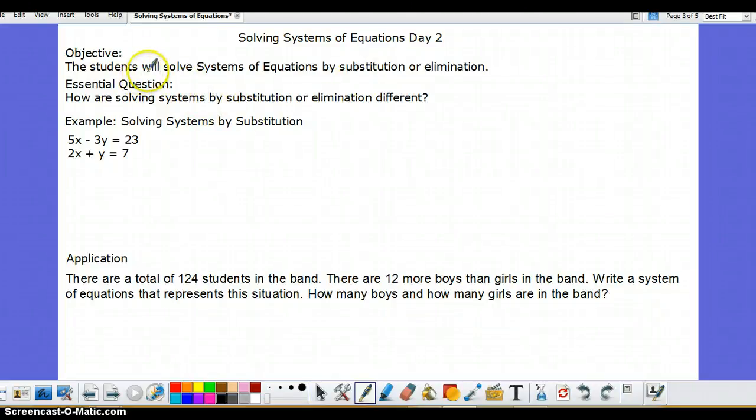Alright, so in day 2 we're going to be solving systems of equations by substitution or elimination. So our essential question: how are solving systems by substitution or elimination different?